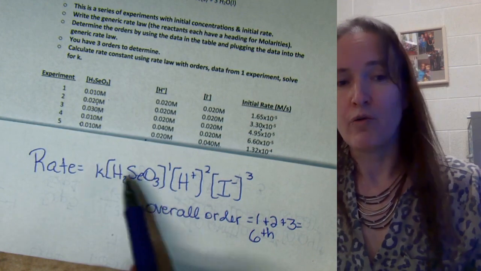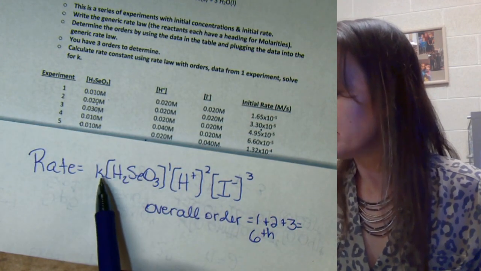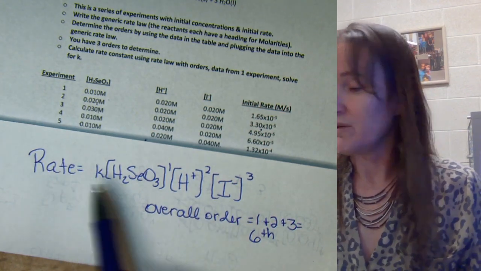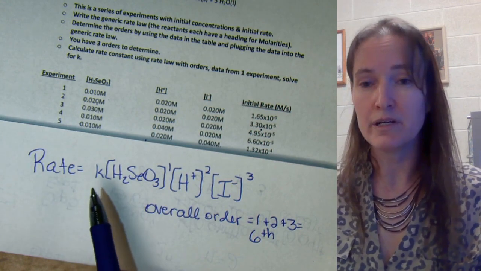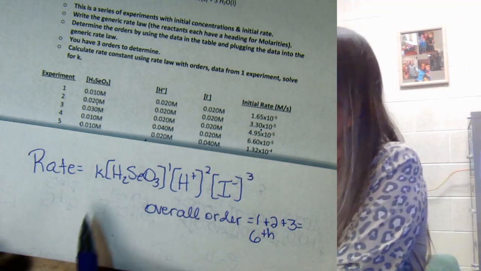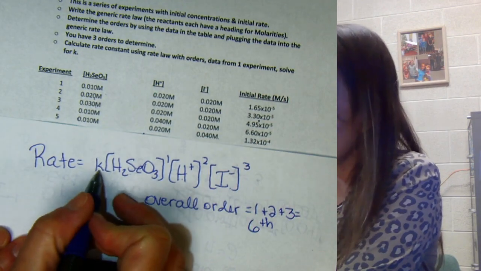So now we know what the orders are for each, but we also need to know what the rate constant is, because this is a math equation. At this temperature, this rate constant is constant, and we need to know what it is so we can actually use this math formula. So what you do is you plug in the data from the experiments into the rate law and you solve for K.